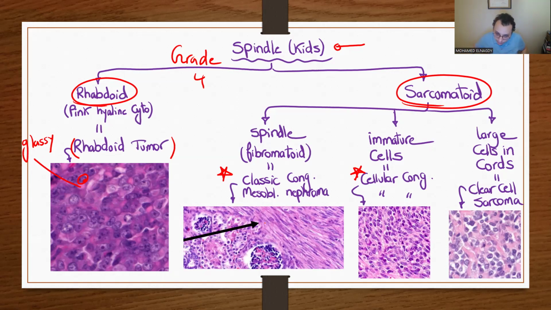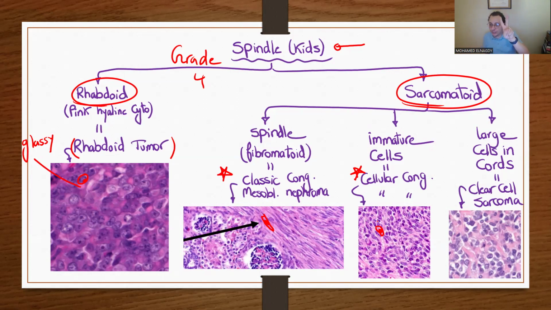which is spindle, really spindle cells, or plumpy spindle. That's what I always say, plumpy spindle, which doesn't look really spindle. It looks like semi-spindle, but you can just virtually call it spindle. In a pediatric patient, in a young patient, you're not seeing rhabdoid, you're seeing spindle or semi-spindle. We say this is congenital mesoblastic nephroma until proved otherwise.